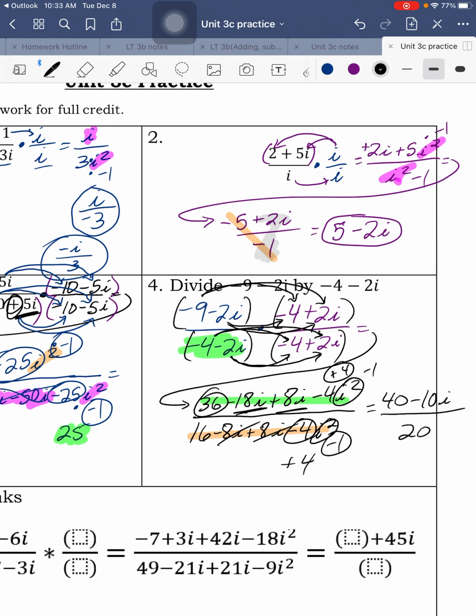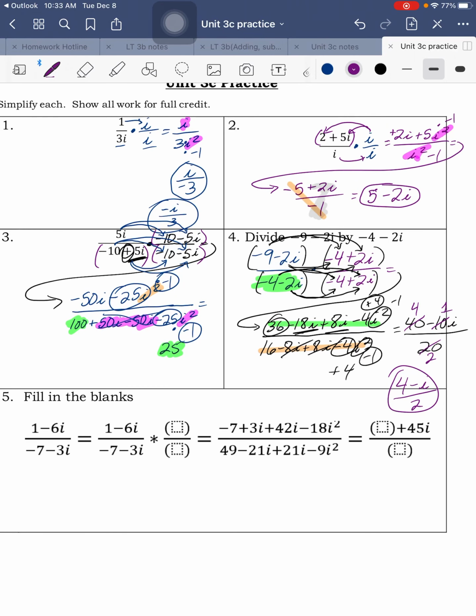Well, let's look here. At the very end, we can actually simplify all these. 40, 10, and 20 are all divisible by 10. So let's try that first. So 4, 1, and 2. So this is going to end up being 4 minus, you could do 1i or just i, because i times 1 is i, divided by 2. And there's your final answer.